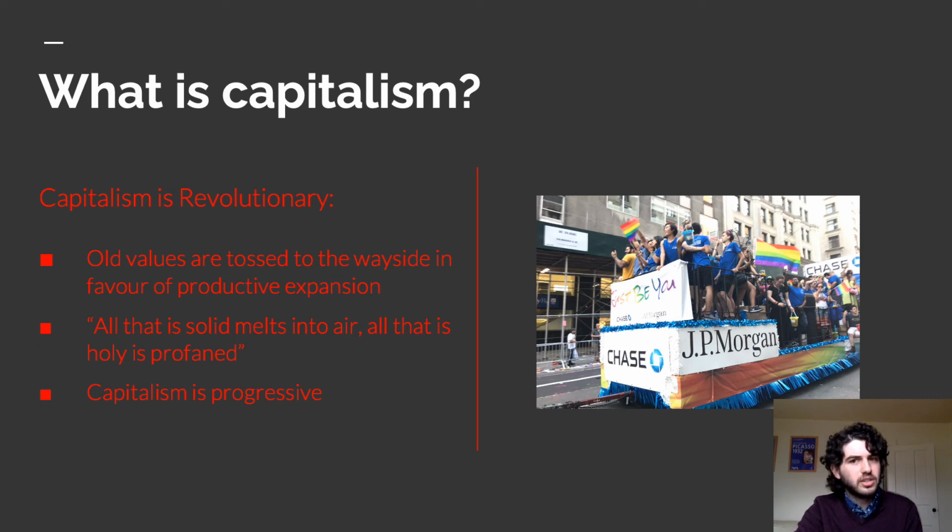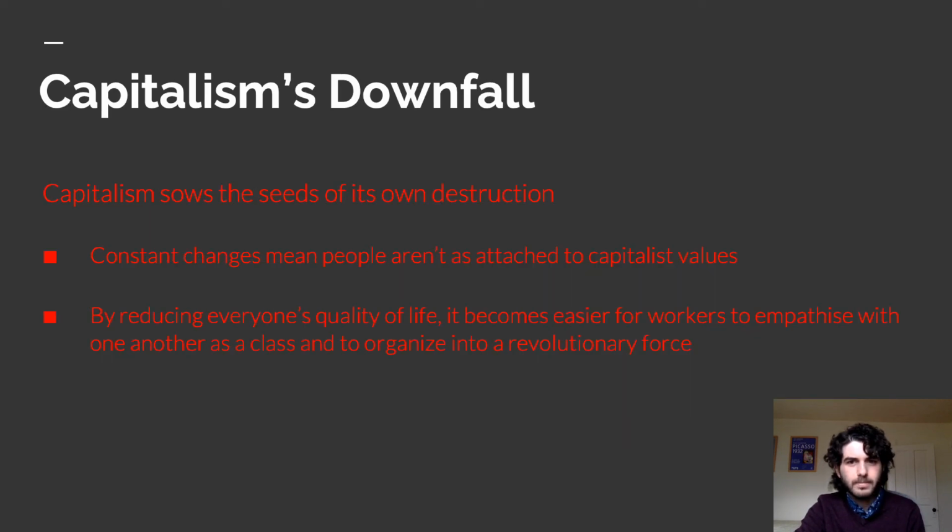Old values are tossed to the wayside in favor of productive expansion. If an idea is no longer profitable, it is discarded. So, for example, if heteronormativity becomes a liability, then banks start sponsoring pride parades. Capitalism is progressive, but this progressivism comes at a cost. Whereas other modes of production could rely on a fixed tradition to sustain its ruling class, capitalism is constantly changing. Because its values are always changing, people are not as attached to them. Similarly, the very productive expansion of capitalism enables its downfall.